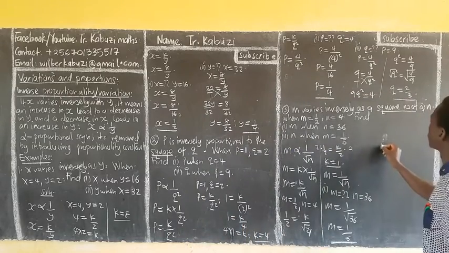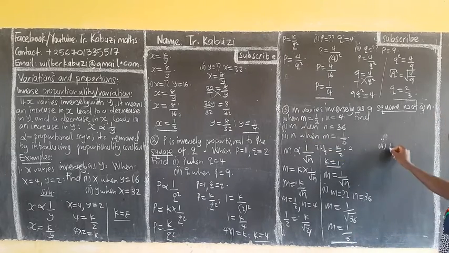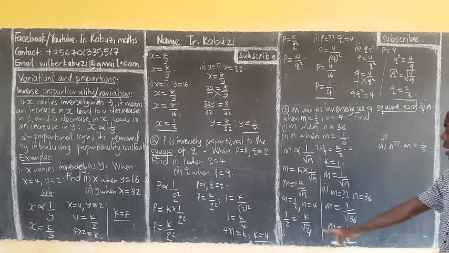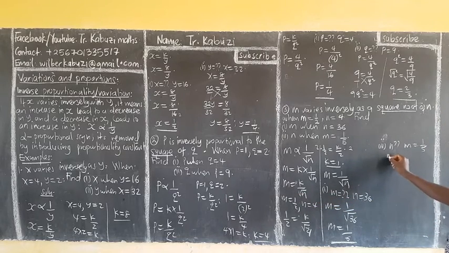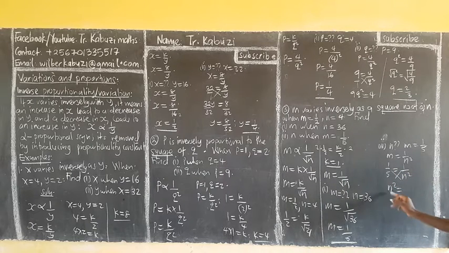Then on number 2, they want us to get n when m is 1 over 5. So we put in our formula, m equals 1 over root n. So my m is 1 over 5, equal to 1 over root n. We cross multiply: 5 times 1 is 5.